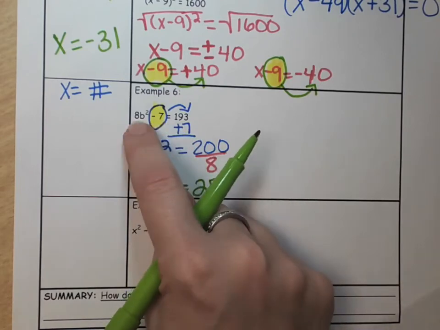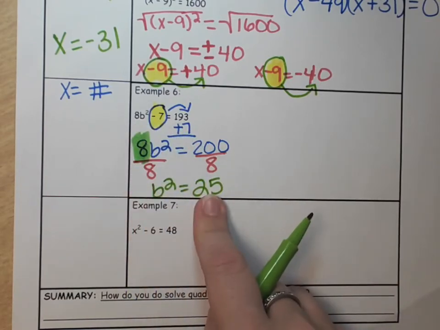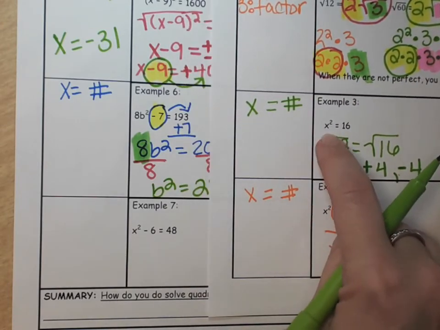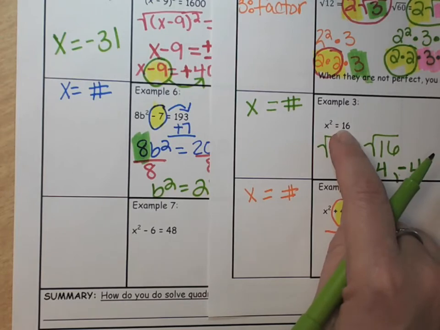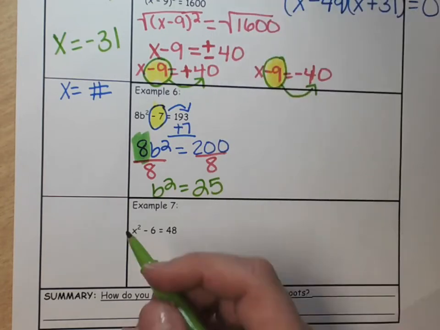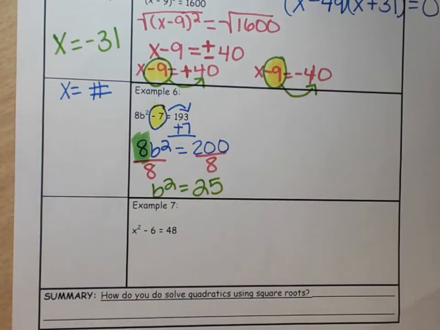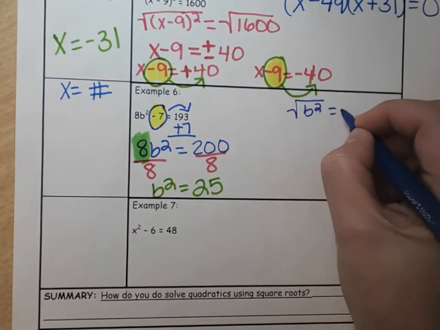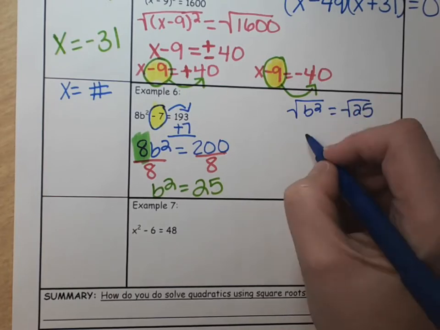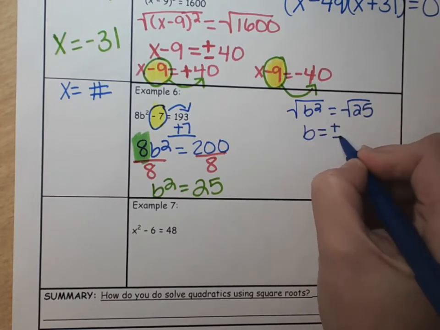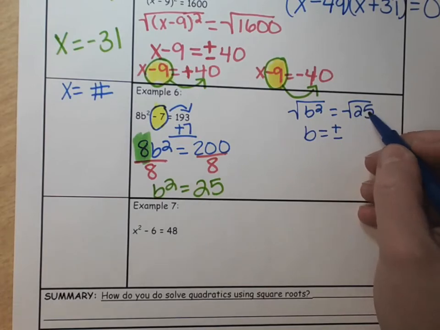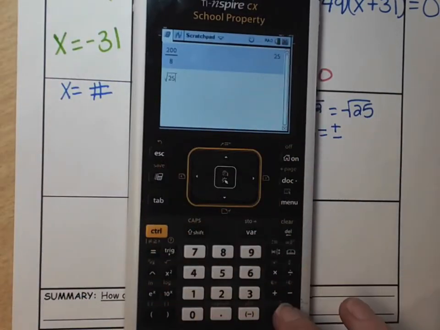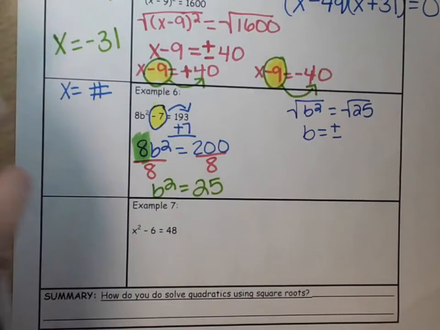Remember, it doesn't matter if it's not an x, guys. The steps and the rules still stay the same. So now we look like we did on example 1, where we had the x squared and the negative 16. So you're going to take the square root of both sides. B squared is 25. That's b equals plus or minus the square root of 25, which we should know already because it's a perfect square, is 5.